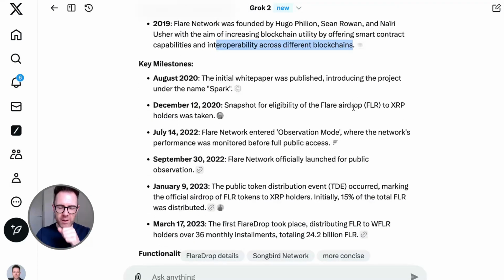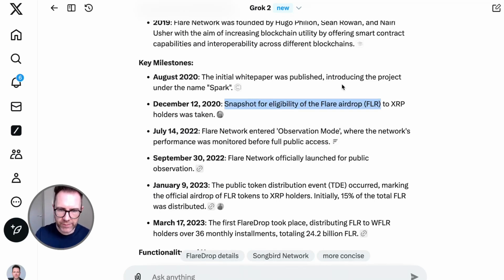Here are the key milestones. August of 2020, the initial white paper was published, including the project under the name Spark. I remember that. Again, I've been in crypto since 2013. I went through the 2017, 2018 the whole thing. December of 2020, the snapshot for eligibility of the FLR airdrop to XRP holders was taken. So it was very much a partnership with XRP holders. FLR said, we're starting this thing and we're going to airdrop it to every single XRP holder. We'll take a snapshot of that.